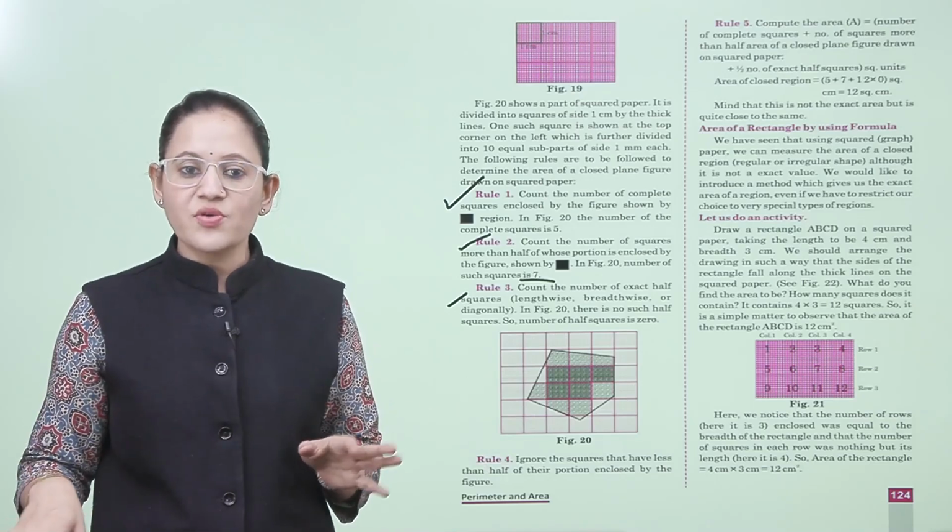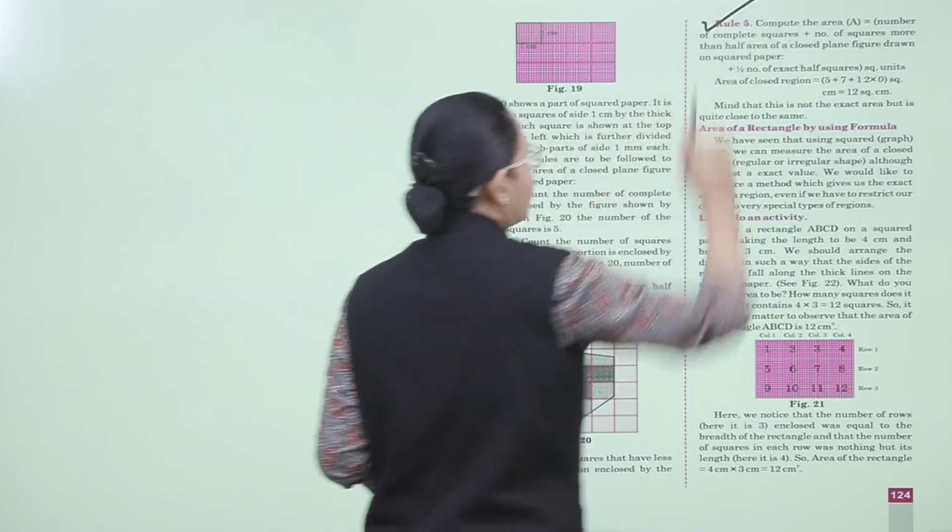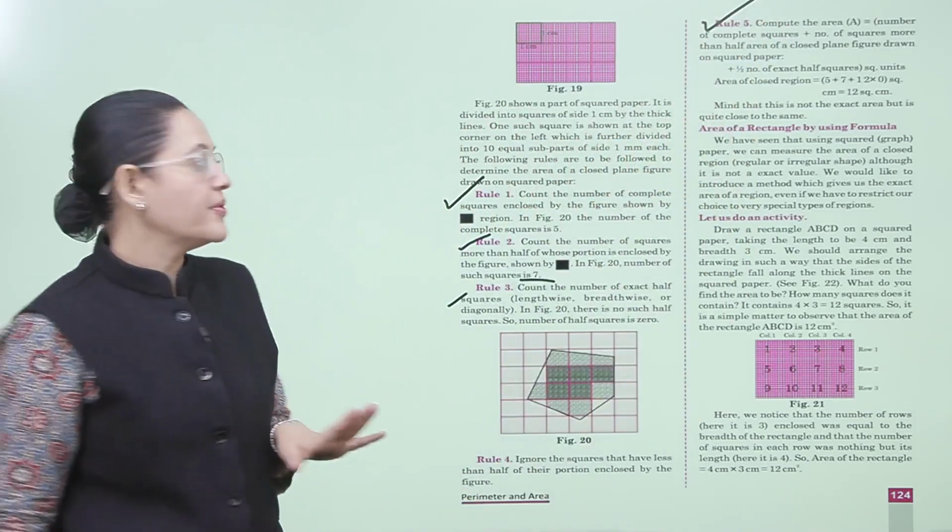There is no such half square, so the number of half squares is 0. Now next, compute the area. How will you compute the area?